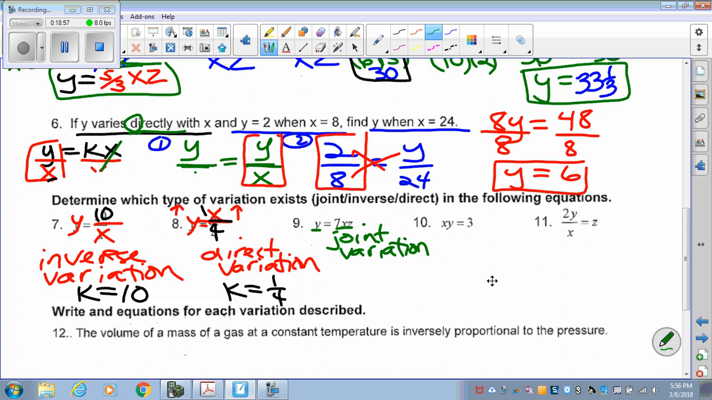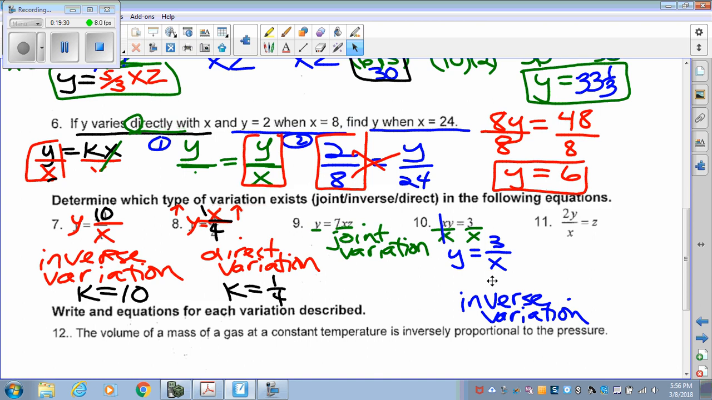So now here we have this one. I've got x times y equals 3. So x times y is always going to equal 3. All right? So if you're not sure what that is, you can get y by itself. If I divide to get y by itself, I get y equals 3, a constant, over x. So that would be inverse variation.